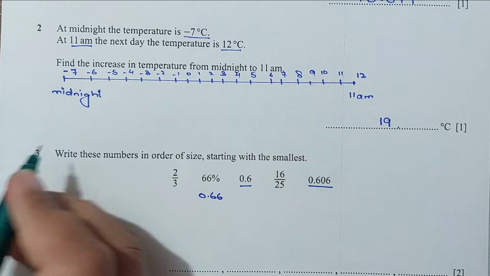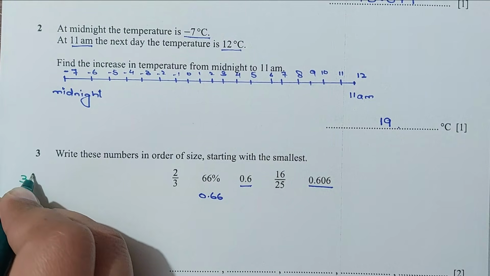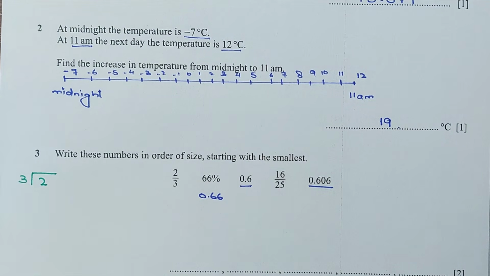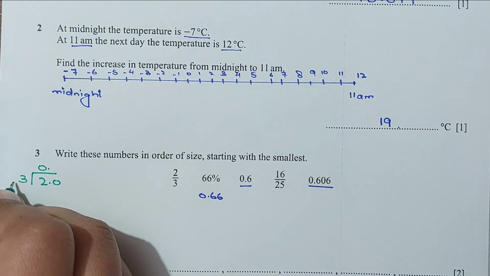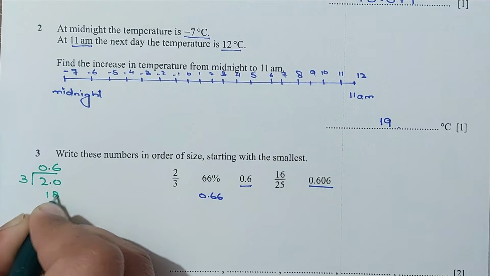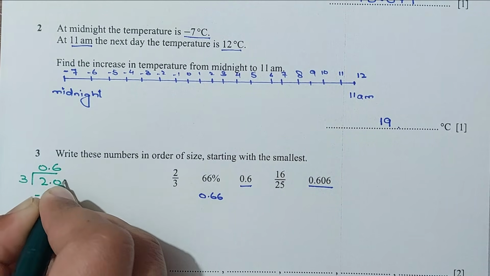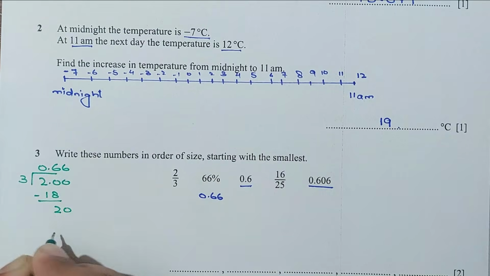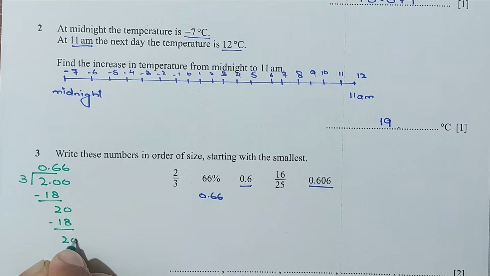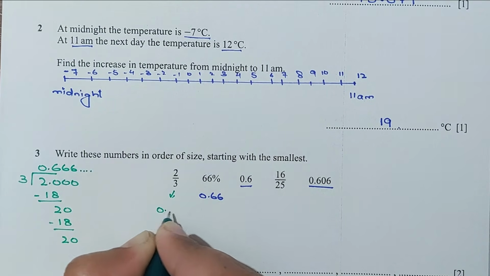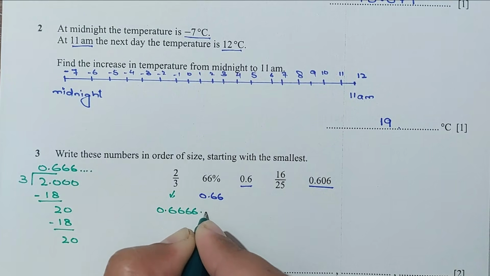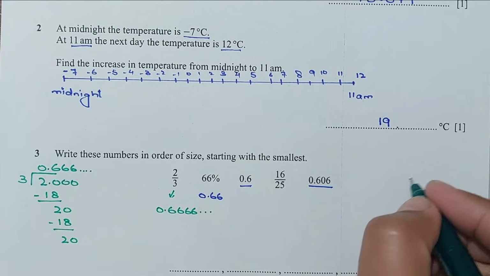Okay, 2 by 3. 3 is outside and 2 is inside. In terms of decimals, we have 0 and a decimal point. 3 times 6 is 18. Now again 2, and bring the 0 down. 3 times 6 is 18. Again subtracting, we get 2, bring the 0 down. 3 times 6, so it continues. So this number is 0.666, right?